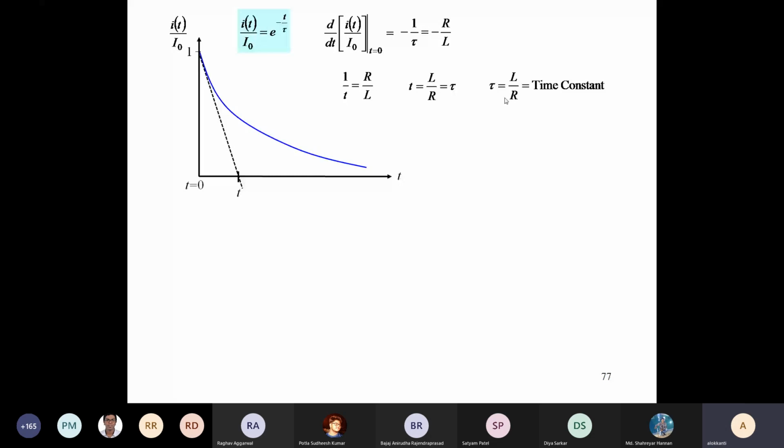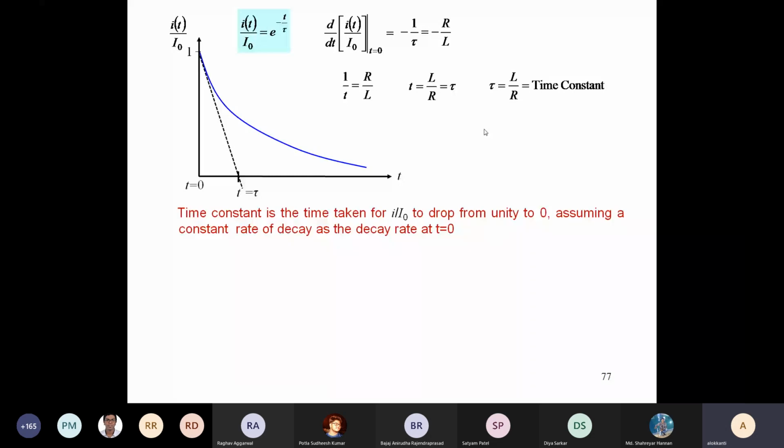When you have an LR circuit, L by R gives the time constant of that circuit, and it has the units of time. The time constant is the time taken for I by I naught to drop from unity to 0, assuming a constant rate of decay equal to the decay rate at t equal to 0. That is the definition of time constant. This is a very popular question asked during interviews and lab vivas when you will be doing the electrical technology lab.